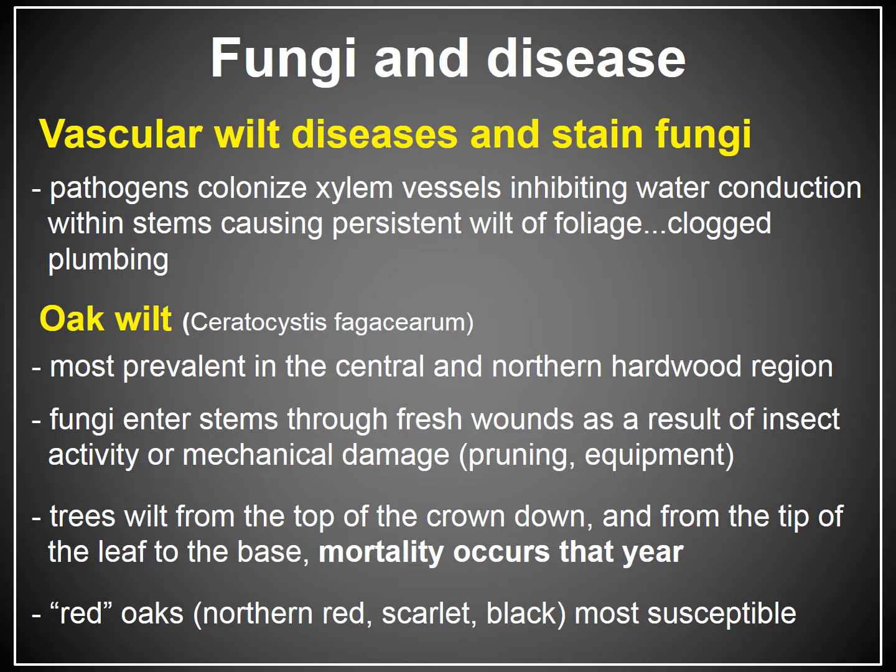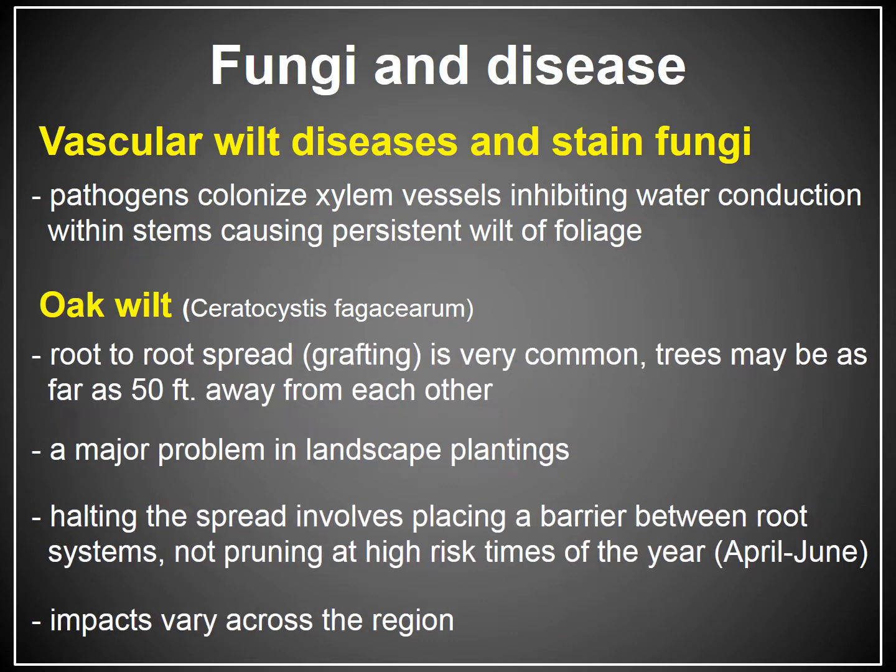Trees wilt essentially from the top down within the crown and from the tip of each individual leaf to the base. Death typically occurs within the year if this fungus is present on a tree. A fungus that spreads by this root-to-root grafting method is really difficult to check. And it really relies on the establishment of a barrier, either a physical barrier or a chemical barrier, being placed between individuals.